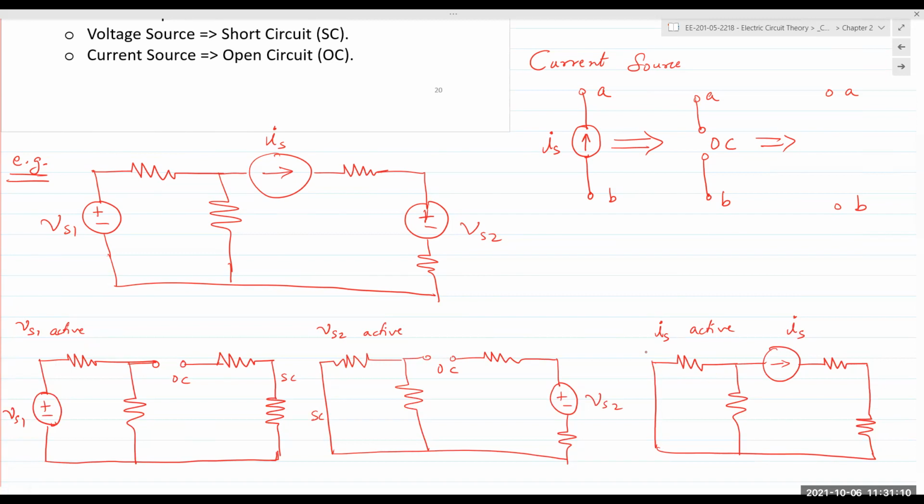Yeah, VS2 is effectively not contributing any voltage or current to the circuit, but it is contributing a short circuit in the third one. So it's still important. We cannot completely ignore what VS2 is doing. All right. Any other questions before we move on to the next example?